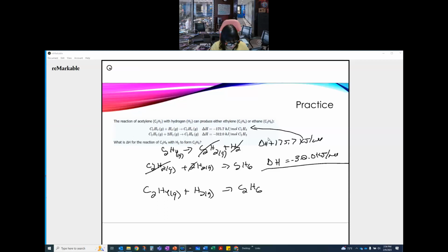175.7 minus 312.0, and that gives me negative 136.3 kilojoules. Cool. I can do that. That's an indirect method. So there's that.